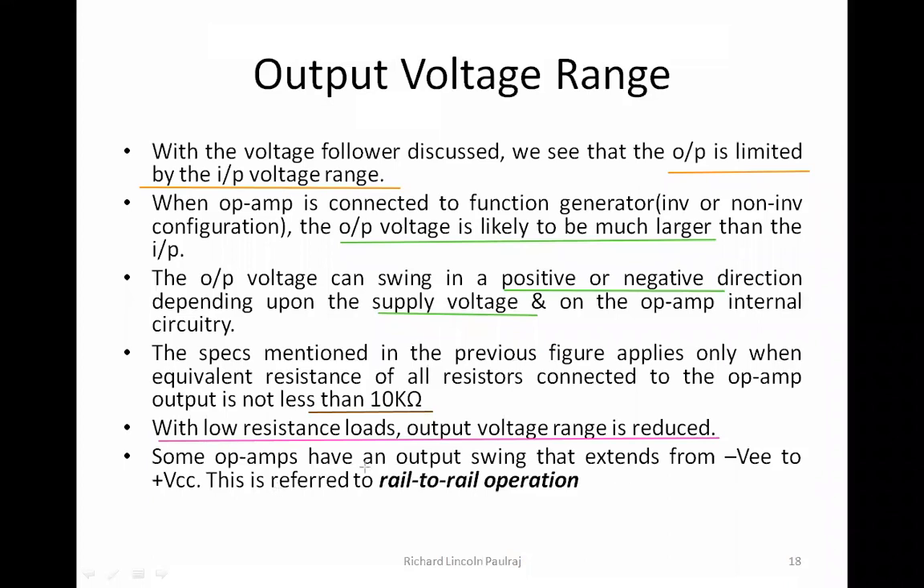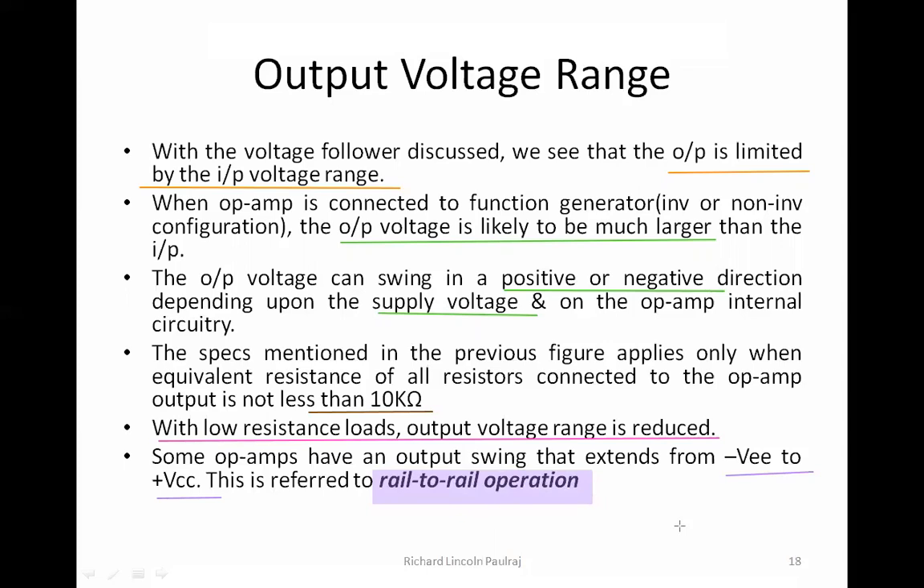Some op-amps have an output swing that extends from minus VEE to plus VCC. The range that we saw, right? So it can vary from minus VEE to plus VCC. Now this is called a rail-to-rail operation. Rail-to-rail operation. You should be remembering this. A question can be asked, what is meant by a rail-to-rail operation?